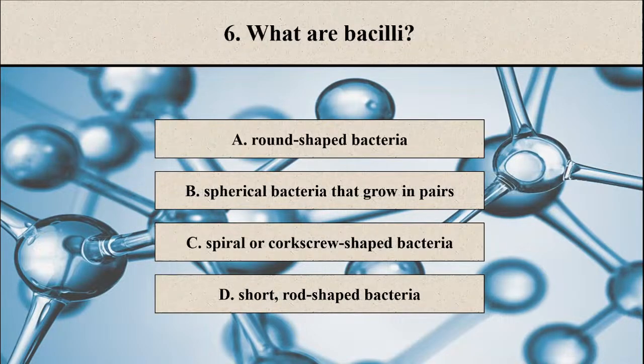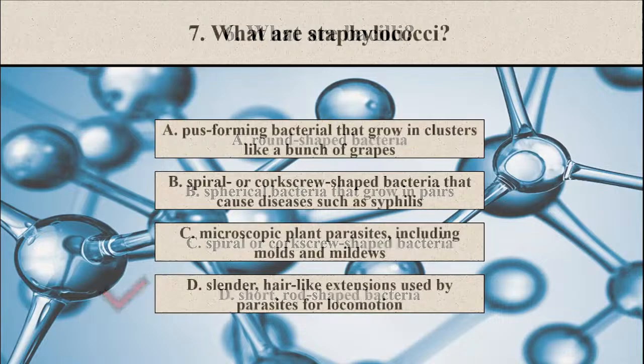What are bacilli? Round-shaped bacteria, spherical bacteria that grow in pairs, spiral or corkscrew-shaped bacteria, short rod-shaped bacteria. If you chose D, short rod-shaped bacteria, you are correct.